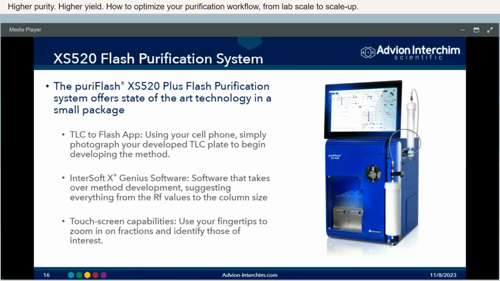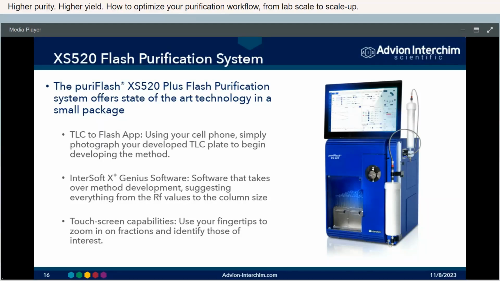Okay, so again, our friend, the XS520 flash purification system is going to allow you to do multiple different scales of purifications. It has state-of-the-art technology in a very small footprint. So this can fit in the hood, on the benchtop, wherever you need it to fit in your laboratory, we can make space for it.